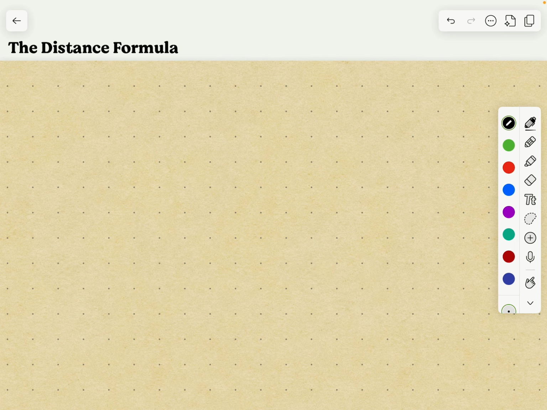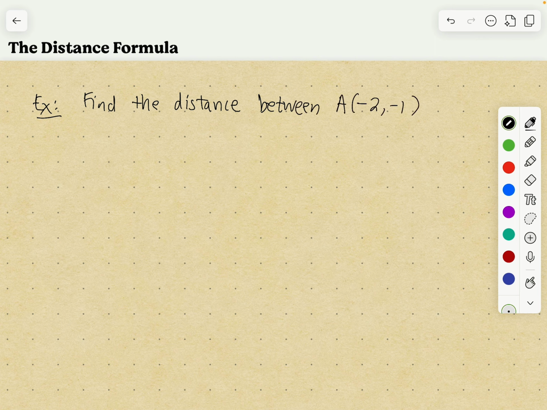In this video, we are going to learn how to find the distance between 2 points. And to introduce how we're going to do that, let's look at an example. Find the distance between the point A, which is (-2, -1), and B, which is the point (2, 2).